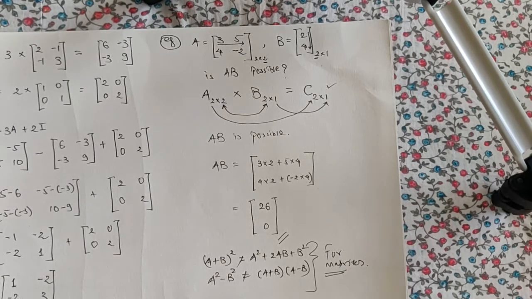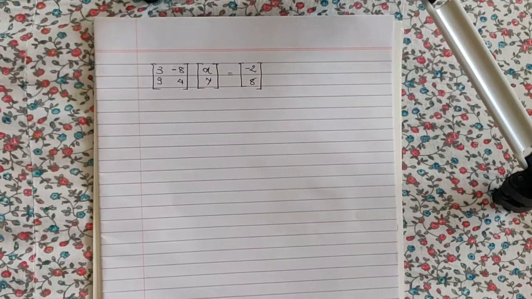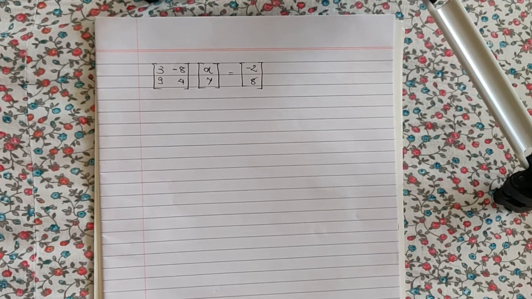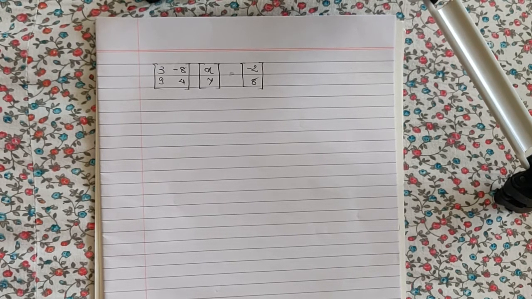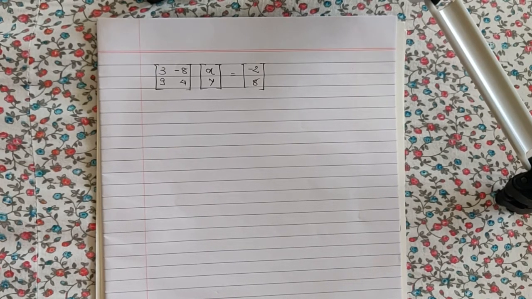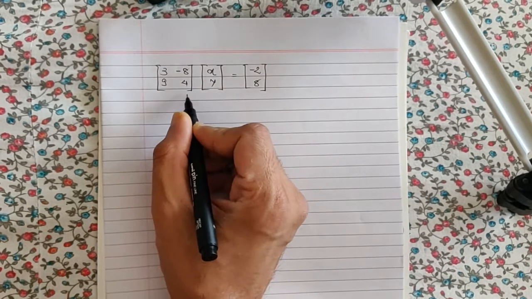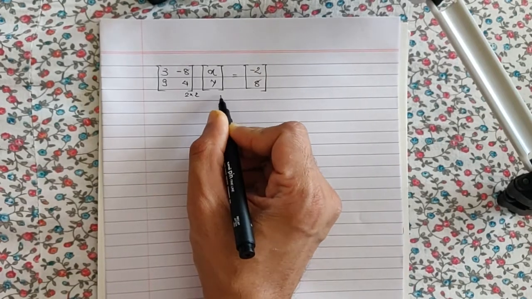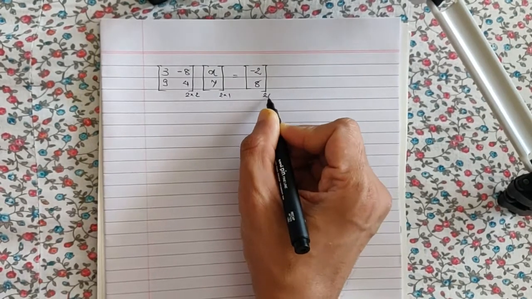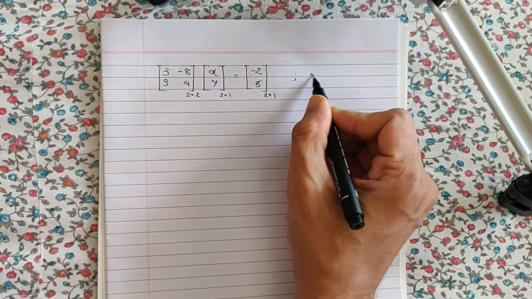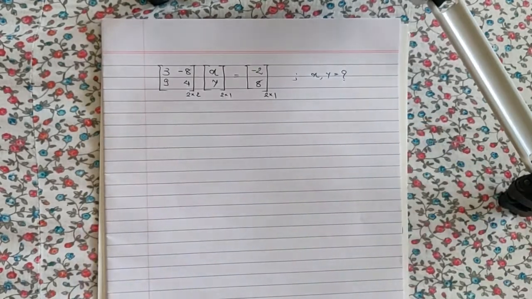Okay, let's do one more question. The next question is, there are two matrices. One is a square matrix of order 2 by 2, [3, minus 8; 9, 4], and the second matrix is a column matrix of the order 2 by 1, [x; y], and the answer is [minus 2; 8]. That is also in the same order. So this is of the order 2 by 2, this is of the order 2 by 1, this is also of the order 2 by 1. You have to find the values of x and y, right?